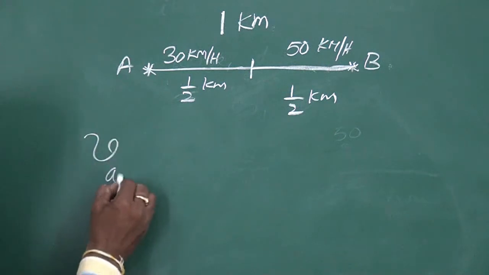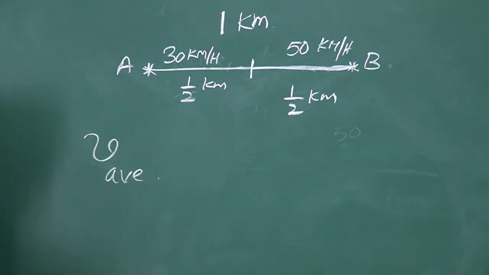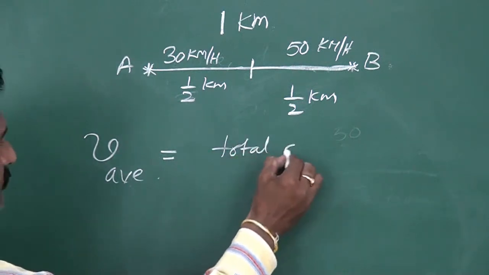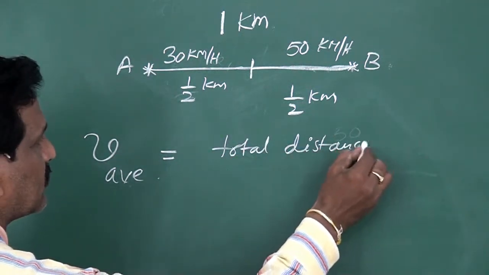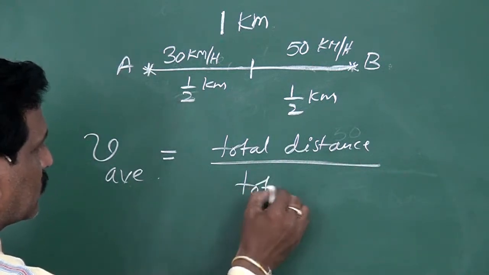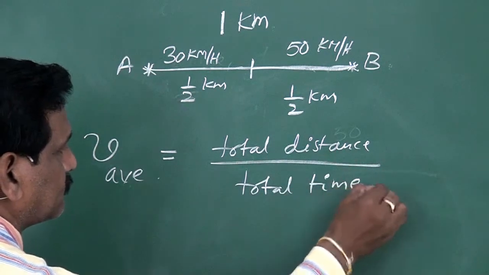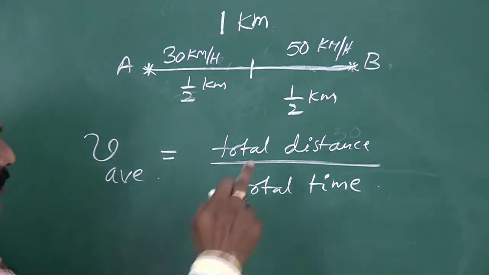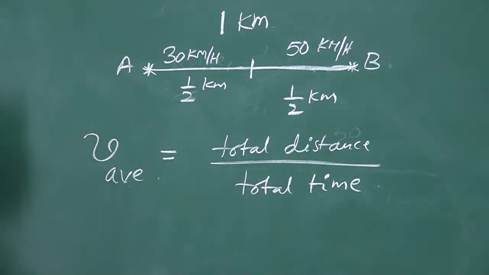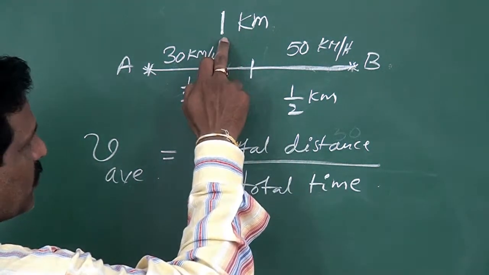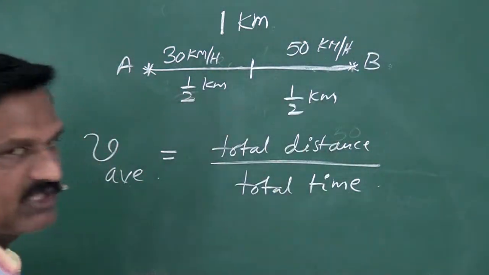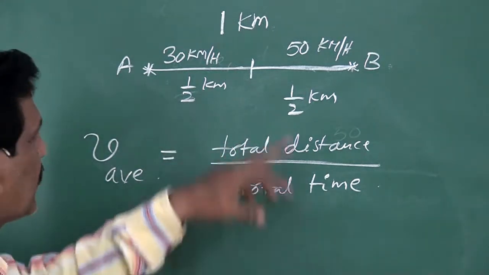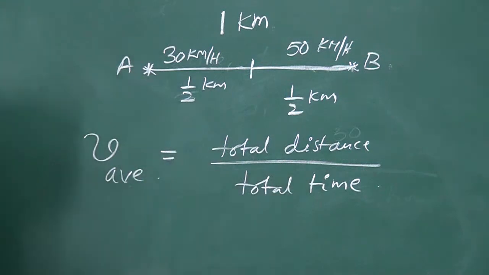So for average speed, what do you mean by average speed? Average speed is equal to total distance covered by total time taken. This is from the definition of average speed. Average speed is equal to total distance by total time. Total distance, already we assumed as 1 km. Distance between the two places is 1 km. So we know this one.